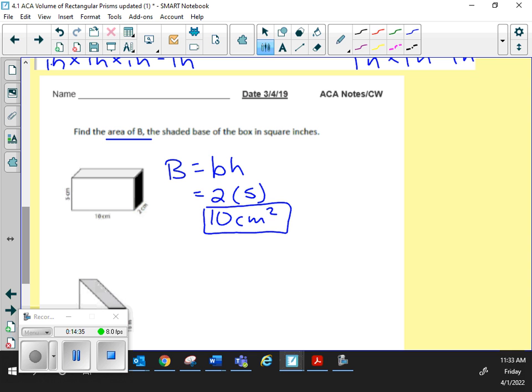I heard someone say times the height. It does not say that. It says to find the area of the base. It doesn't say to find the volume, it's just the area.